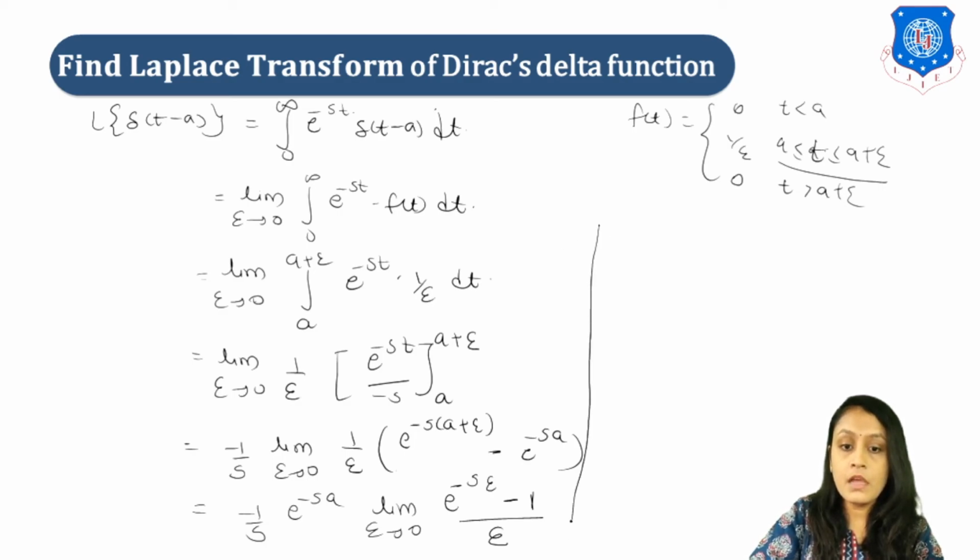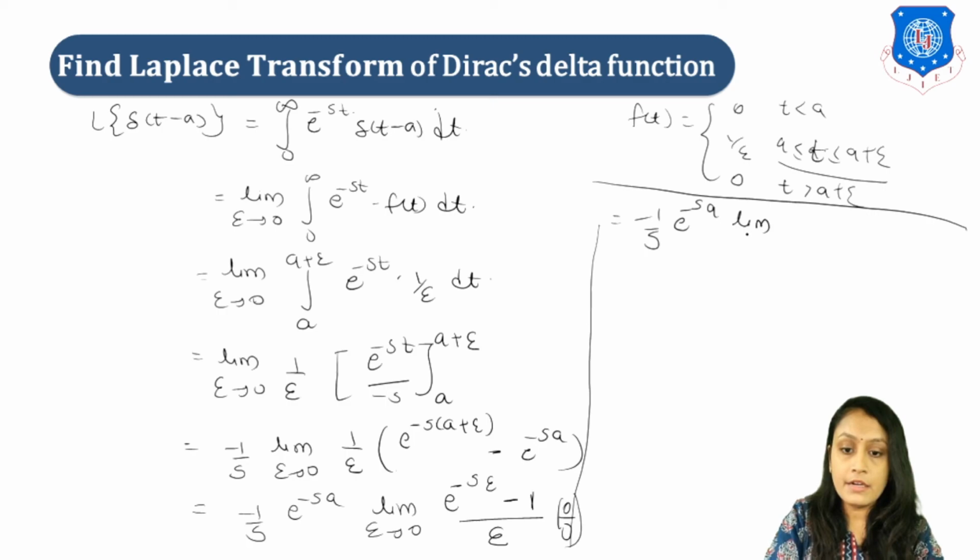Now if you substitute epsilon equal to 0 over here, e raised to 0 will give you 1, 1 minus 1 upon 0. So this is the 0 by 0 form. This is indeterminate form, and we know how to solve the indeterminate form. We have to write down the derivative of numerator and denominator separately, and then we'll apply limit. So this minus 1 upon s e raised to minus s a as it is. Now we have to take derivative with respect to epsilon. So what you will get, limit epsilon tends to 0, as it is e raised to minus s epsilon into minus s, because we are taking derivative with respect to epsilon. The derivative of minus 1 is 0 and derivative of epsilon is 1.